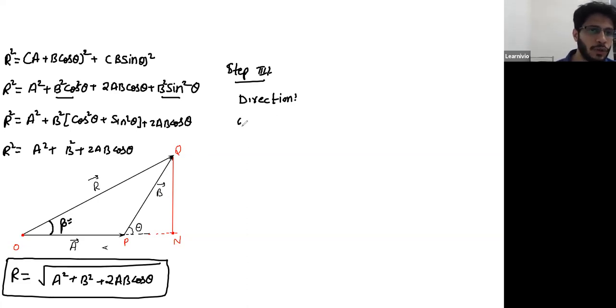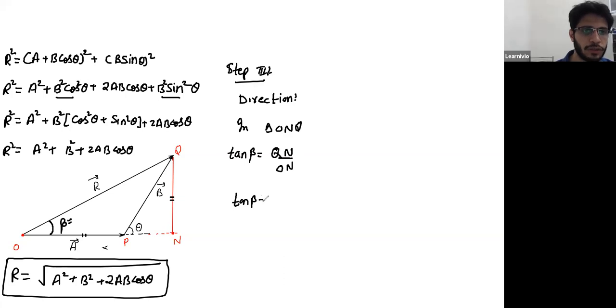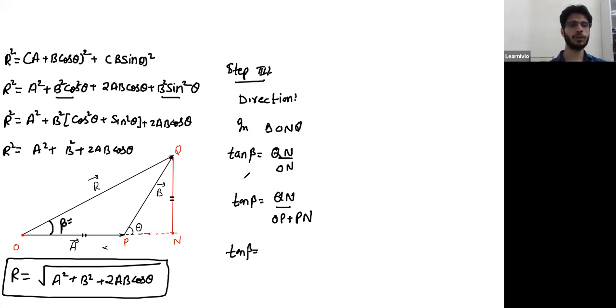So in triangle ONQ, how would you calculate beta? How much is tan? Perpendicular upon base. So I can write this as, we can further break this QN. ON could be written as OP plus PN. So Sania, how much is QN?